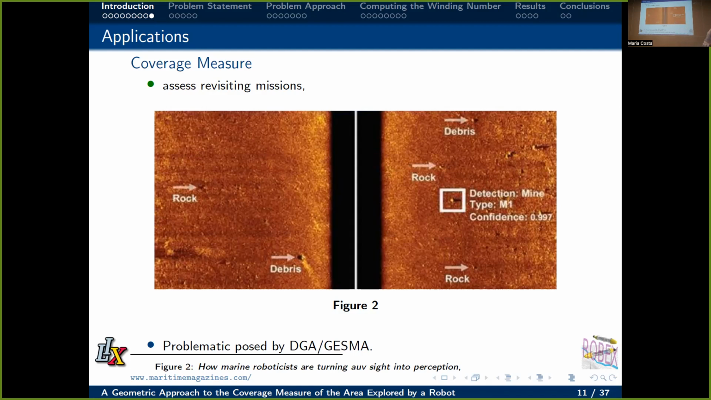So I don't know if you can see, but it's very hard. Sonar imagery is very hard, and you need to be an expert to detect an underwater mine. So when they are doing area covering missions looking for potential threats, they want what is called mine-like objects to be covered by the robot many times and not only once to help in the classification.